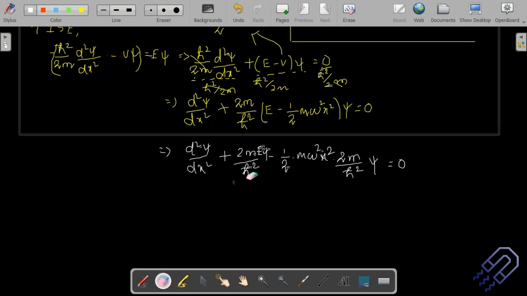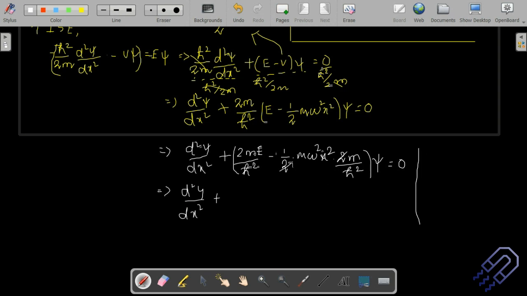We don't need to take psi again and again. I will make it a bit simpler. I've just taken 2m by h cross square inside the bracket and I've kept psi here. So this 2 and this 2 will again get cancelled. Will become m square, okay, and so on. So what we do is now we replace the relations here: d square psi by dx square plus. Now what we can do is we can replace this.